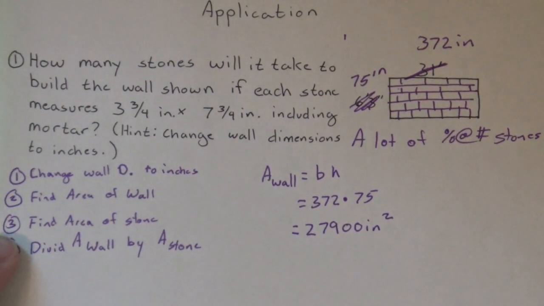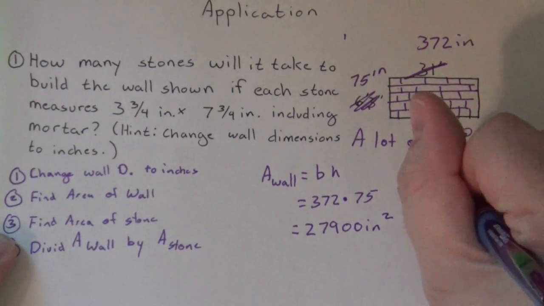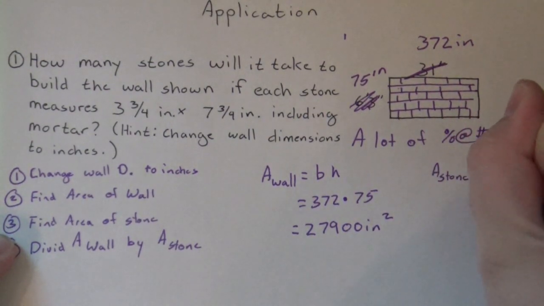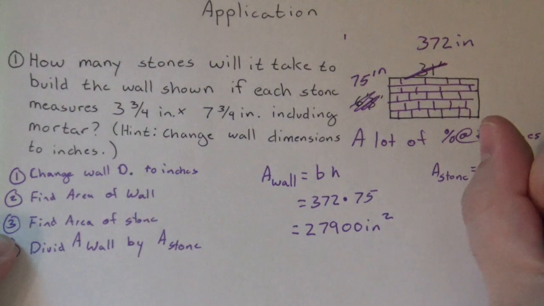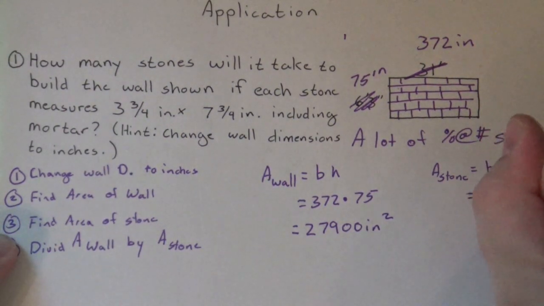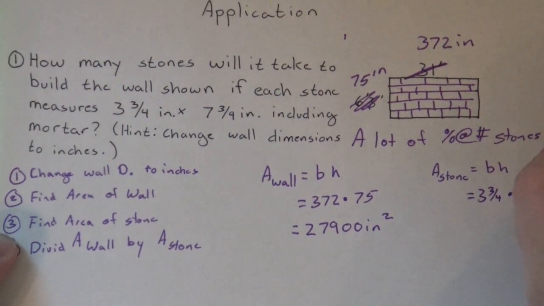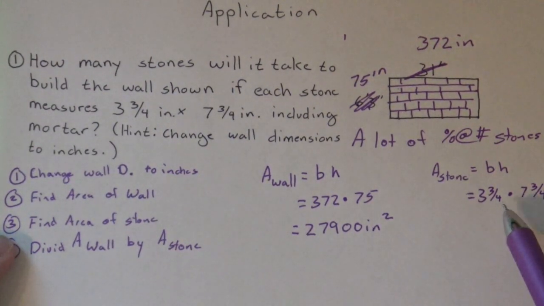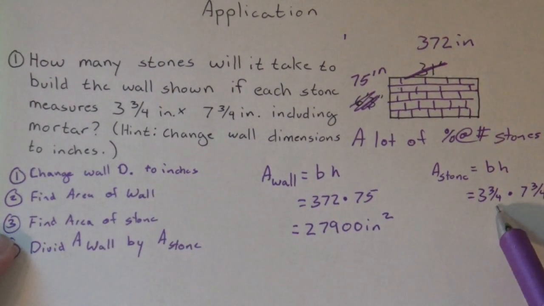All right, so we just did step 2. Step 3, it says find the area of the stone. Well, the area of the stone again is my base times height. What am I doing? I am going to say 3 3/4 times 7 3/4. Now, Mr. Lewis, this is a fraction. How do I put a fraction into the calculator?